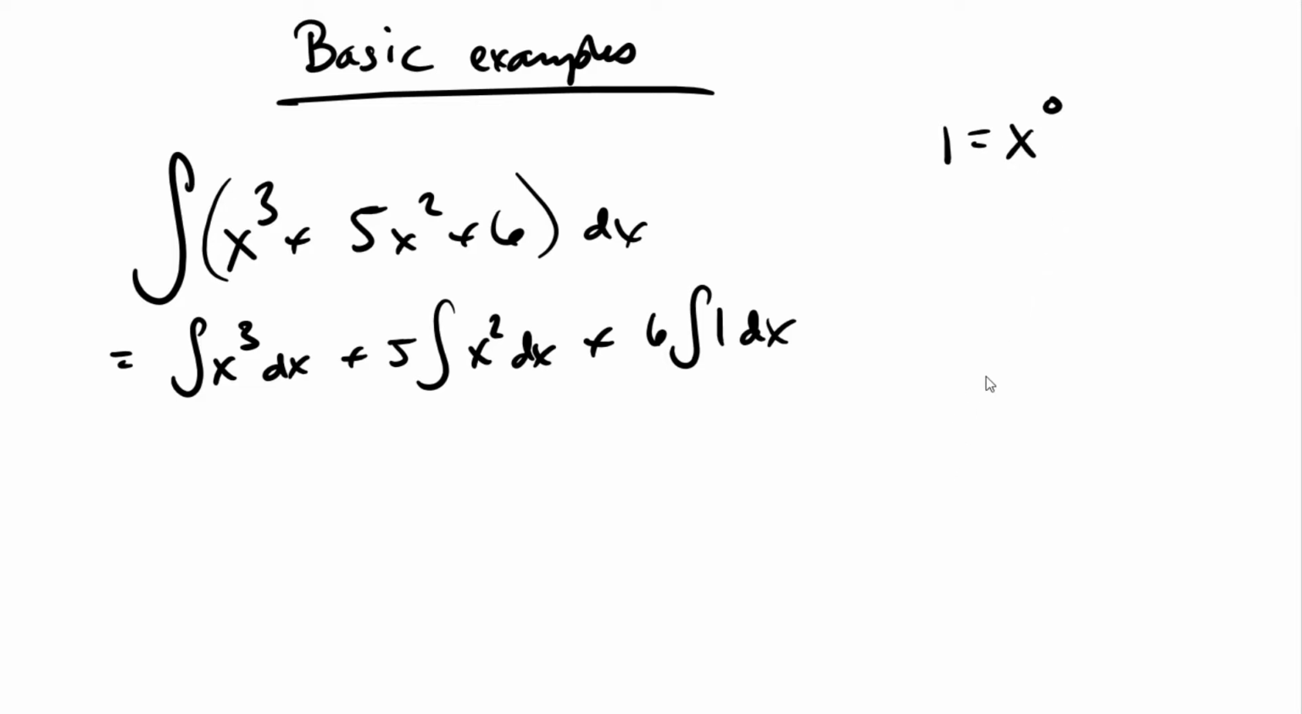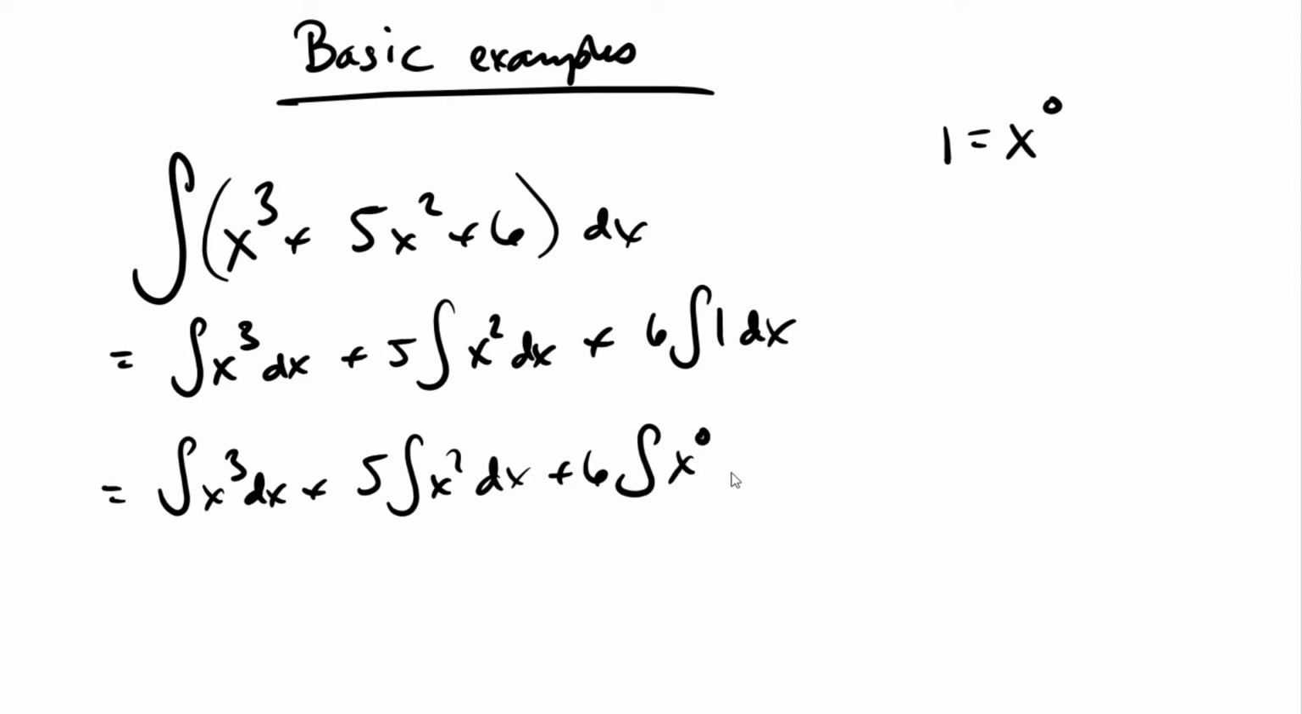Okay, so 1 is a number that the power rule actually applies to. So the integral of x to the 3rd dx plus 5 times the integral of x squared dx plus 6 times the integral of x to the 0 dx. And now I don't have any exponents that are negative numbers, and so that means that I can use the fact that the integral of x to the n dx is equal to x to the n plus 1 divided by n plus 1. That is, I increase the power by 1 and then divide by the new power.